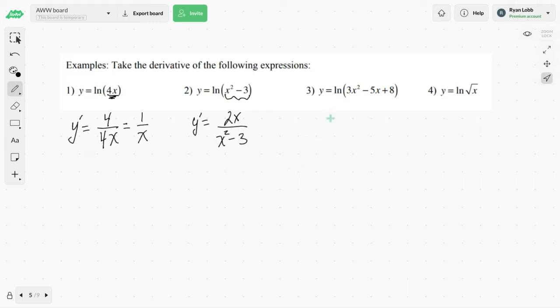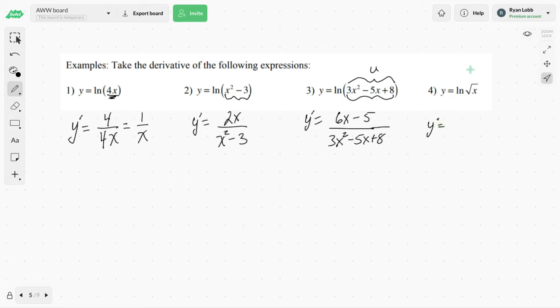We'll go over here to number 3. Y prime, again, the derivative of the stuff right there. So what's the derivative of that? 6x minus 5, the derivative of the stuff, over the stuff. That's it, because all this stuff right here is my u. That's my function of x. There's number 3.